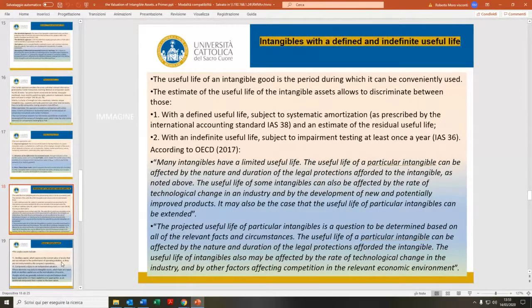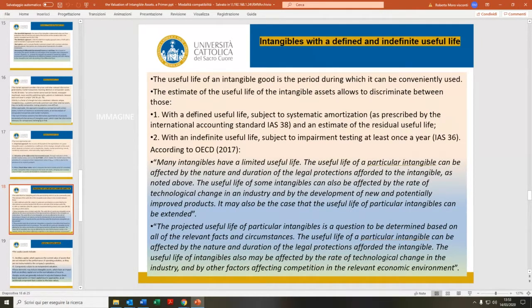Intangibles, and this is very important in the evaluation, can have a defined or indefinite useful life. Useful means a life during which they can produce value. For example, we have a definite useful life for patents, typically no more than 20 years, whereas trademarks never expire. They just need to be renewed from time to time. The patent of aspirin expired more than a century ago. The trademark of Coca-Cola is still there.